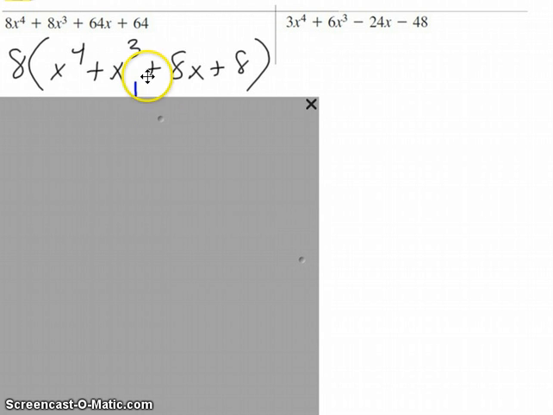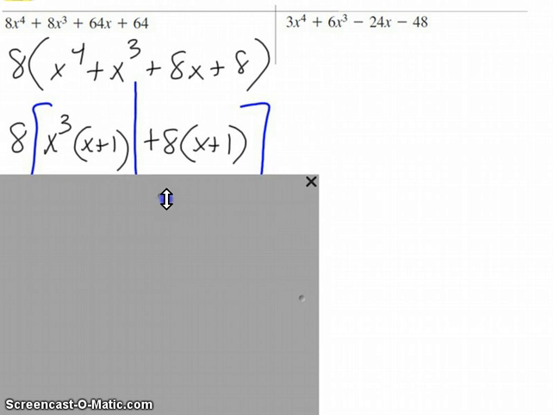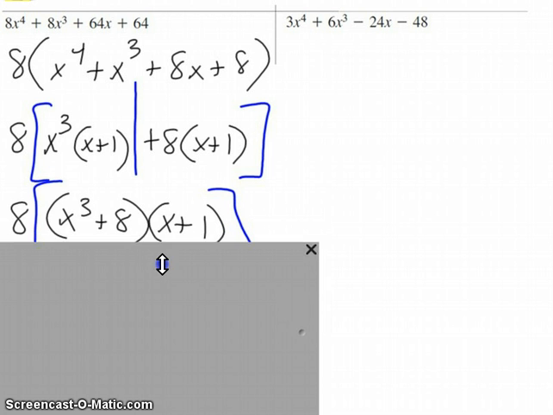Now, like I said, when you've got 4 terms, split them. Left and right sides get treated separately, and you'll find that the left side becomes, well, if you factor from the left side the x cubed out, you've got this. And on the right side here, I can factor the 8 out. So you should see that I've now got x cubed plus 8 times x plus 1. And 8 off to the side.